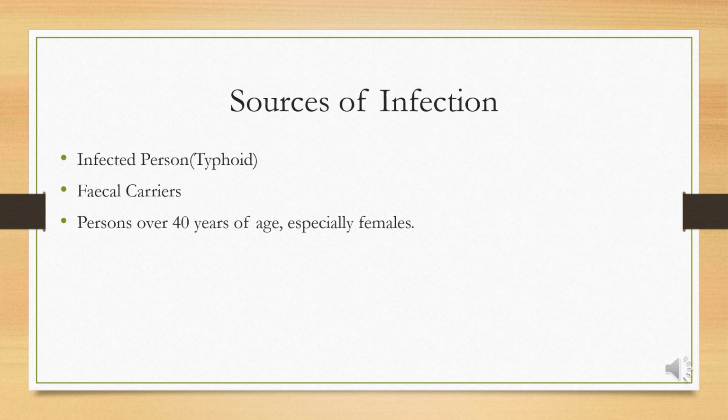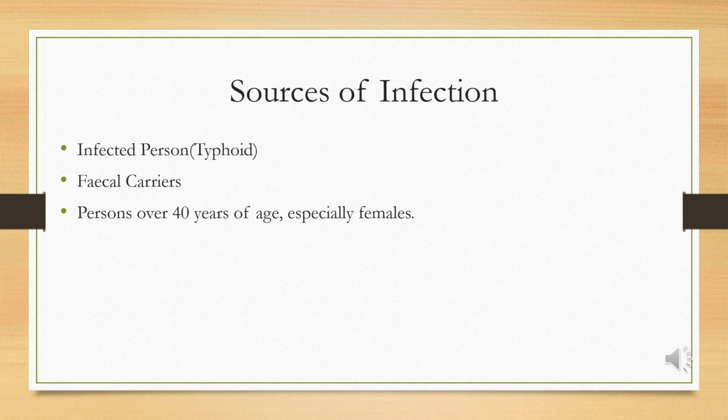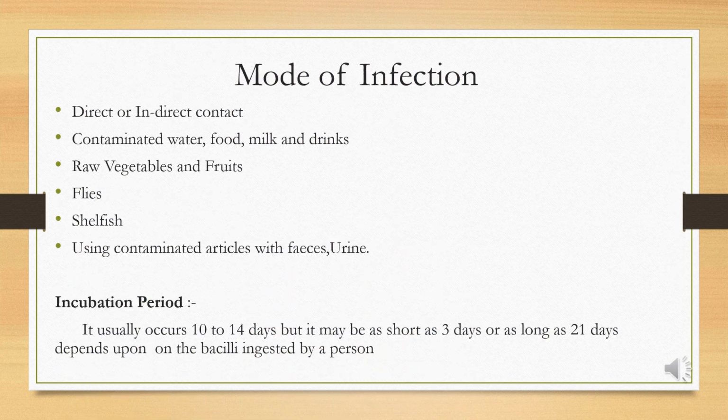This slide will talk about the sources of infection. We get typhoid through an infected person, fecal carriers, persons over 40 years of age, especially females. What is the mode of infection? Typhoid will spread by direct or indirect contact, contaminated water, food, milk and drinks, raw vegetables and fruits, flies, shellfish, using articles contaminated with feces, urine.